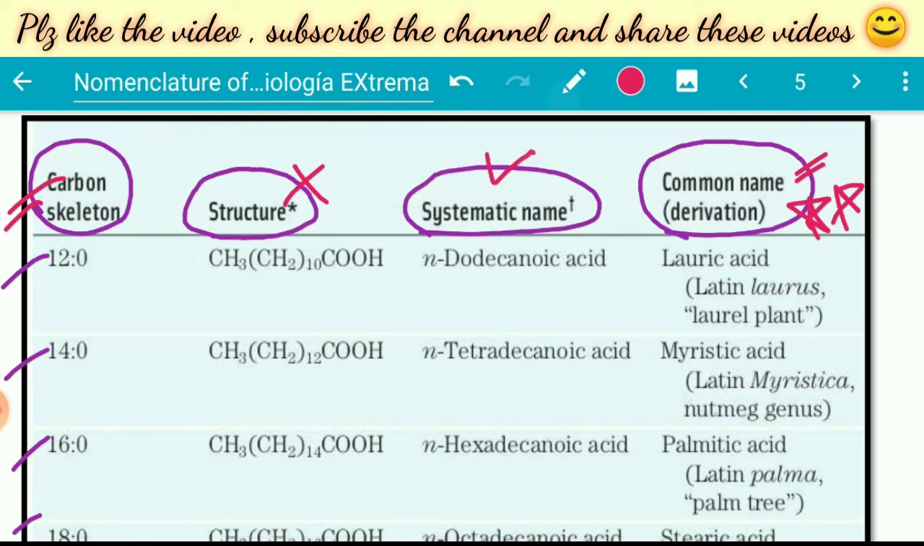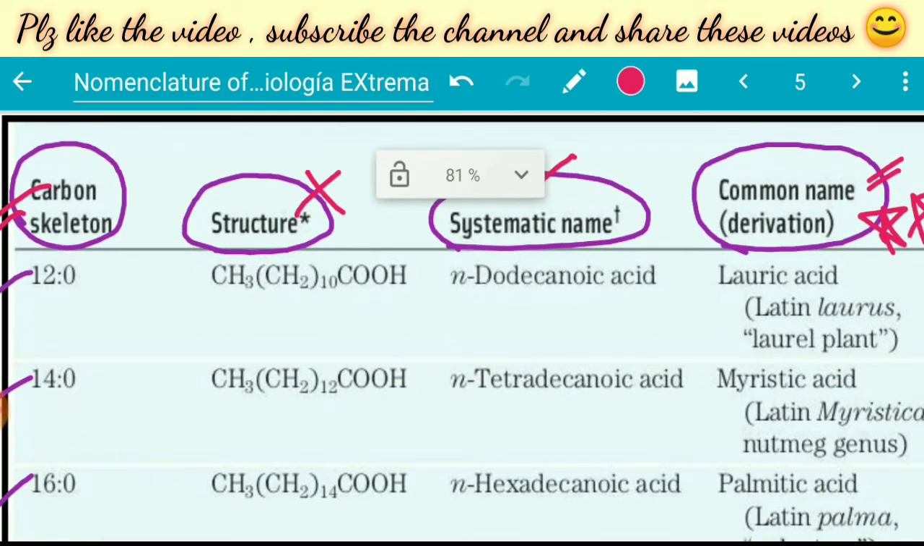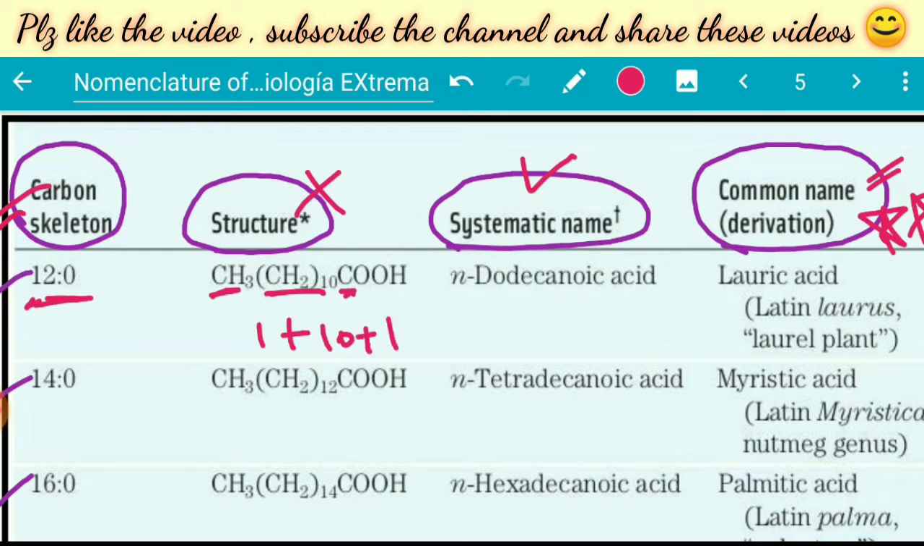So let's try. If we look at the shorthand representation of this fatty acid, it tells us it has 12 carbon atoms. Let's look at it: 1, plus this 10, plus this 1 more, so it's 12. Yes, it has 12 carbon atoms. Then it says it has no double bond, so it's saturated. As we can see, there is no double bond in the molecular structure.